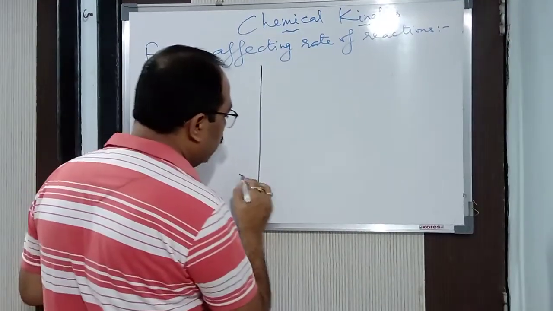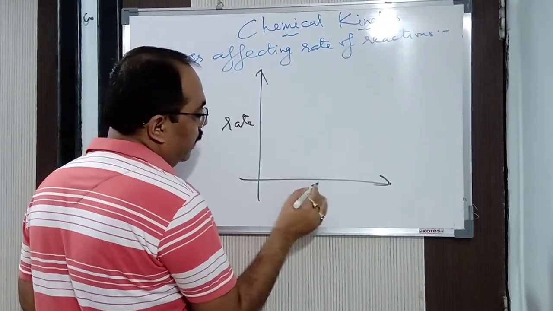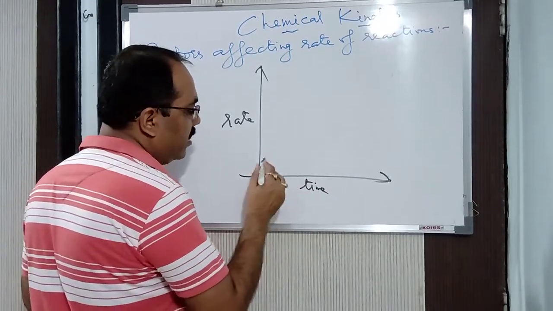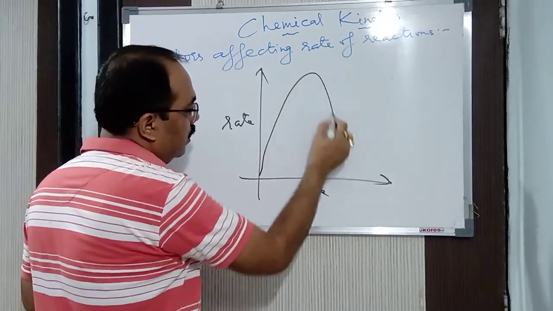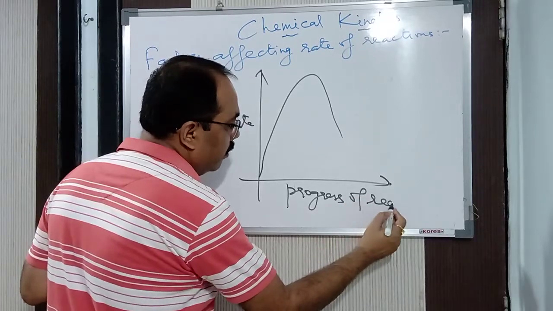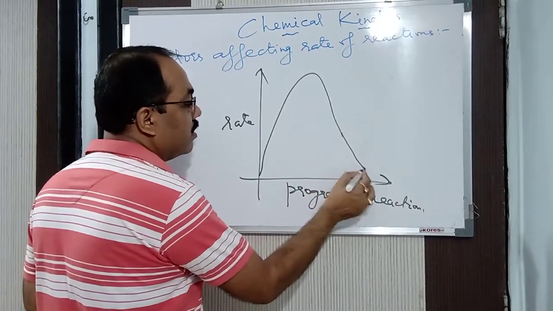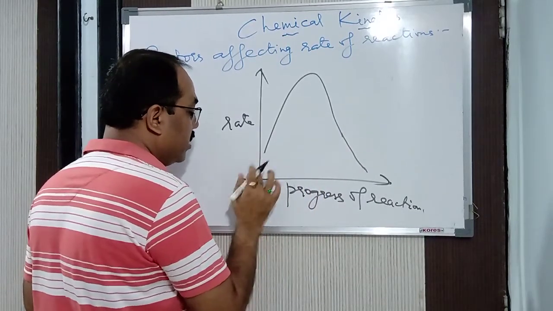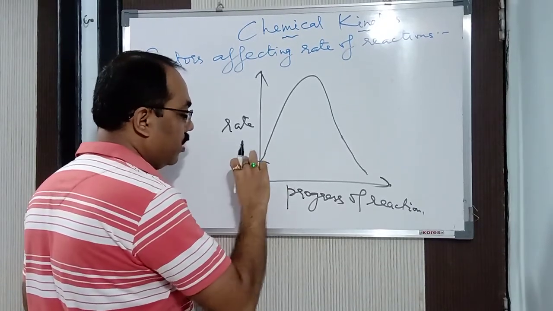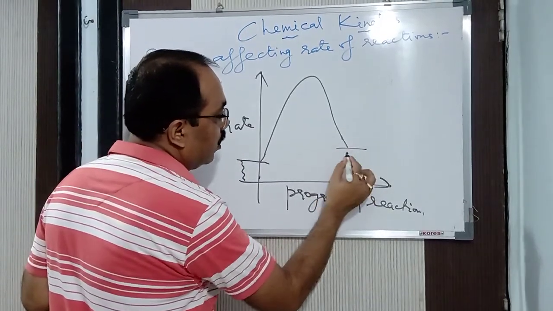Suppose I do a particular reaction, and let us say we plot rate against time. Instead of writing time, let me write progress of reaction, that's a better word. This graph is without a catalyst. This is for the reactant, and this is for the product.